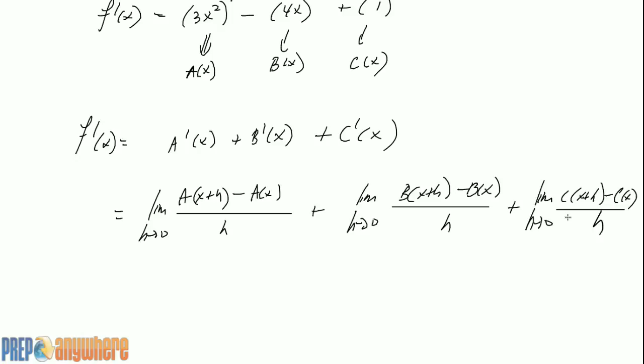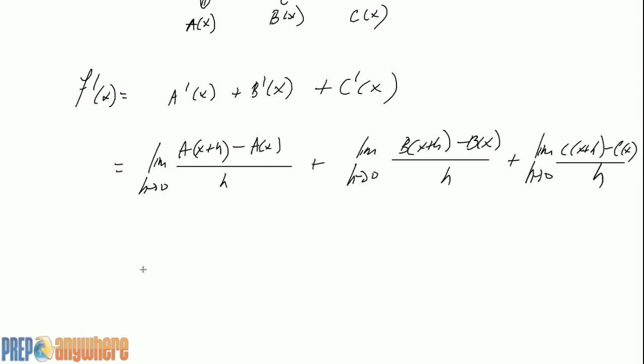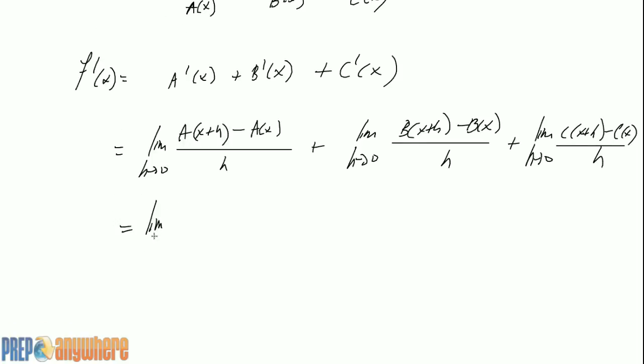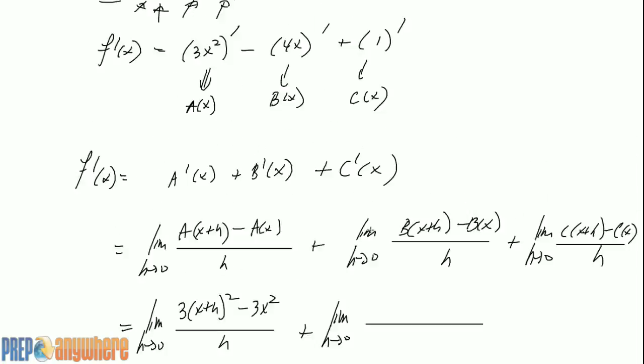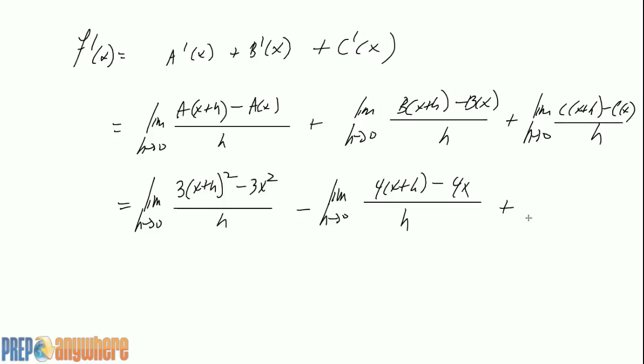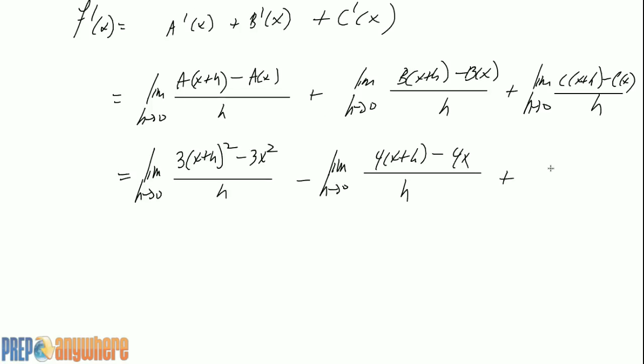Okay, similarly. And now let me replace a with the 3x squared. So you get 3 times x plus h squared minus 3x squared. And the second term is minus 4x, so let me change that to minus and put 4 times x plus h minus 4x. And the last one is the constant 1, right? So it's just going to be 1 minus 1. That's going to turn into 0 right away.